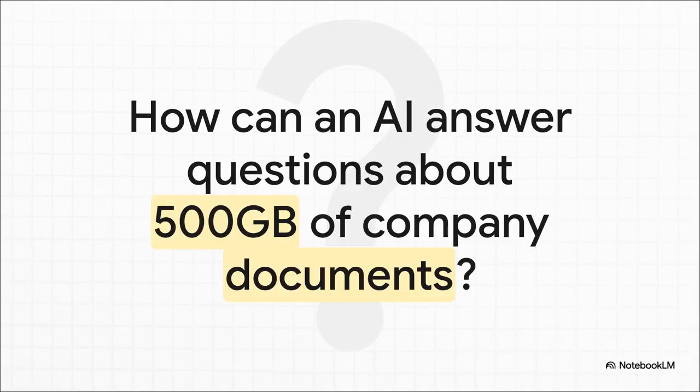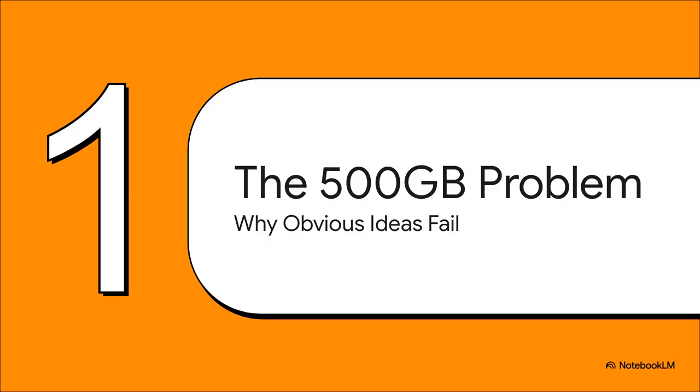So let's start with a problem that's super real for a lot of people. Picture this. Your company has 500 gigabytes of documents. That's everything. Employee handbooks, old meeting notes, product specs, you name it. How in the world do you get an AI to tap into all of that knowledge and give you instant, accurate answers? Now, when you're facing a mountain of data that big, a couple of ideas probably pop into your head right away. But as you're about to see, the most obvious paths, well, they don't really work.